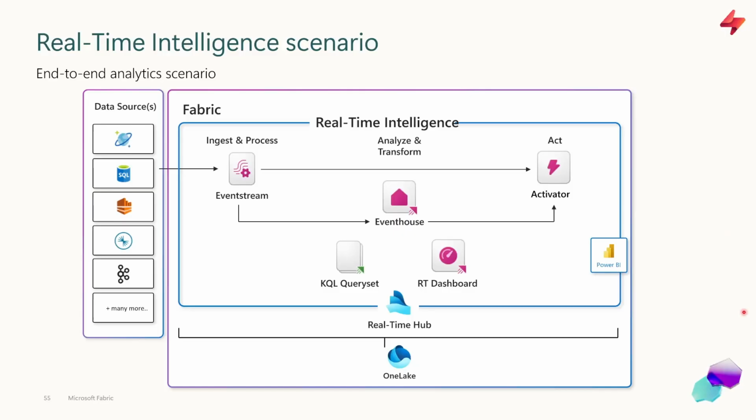So real-time intelligence within Fabric is not only one workload, but a whole collection of workloads. It basically covers every process you need around data analytics, like ingesting and processing the data, analyzing and transforming the data, acting on the data, but also visualizing the data.